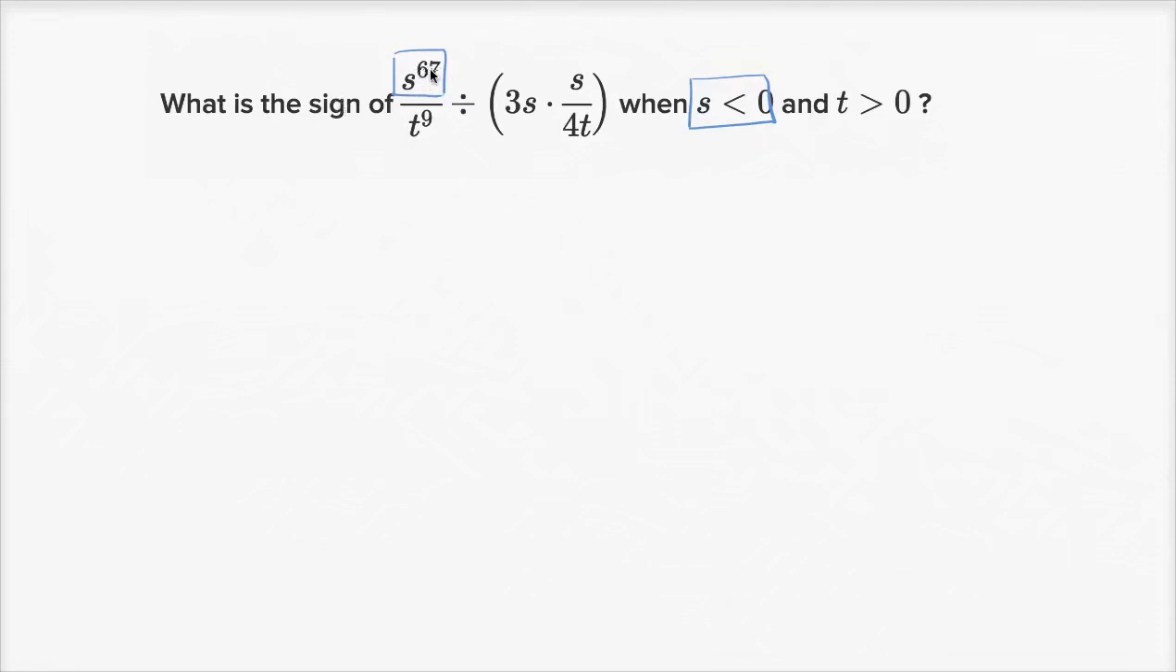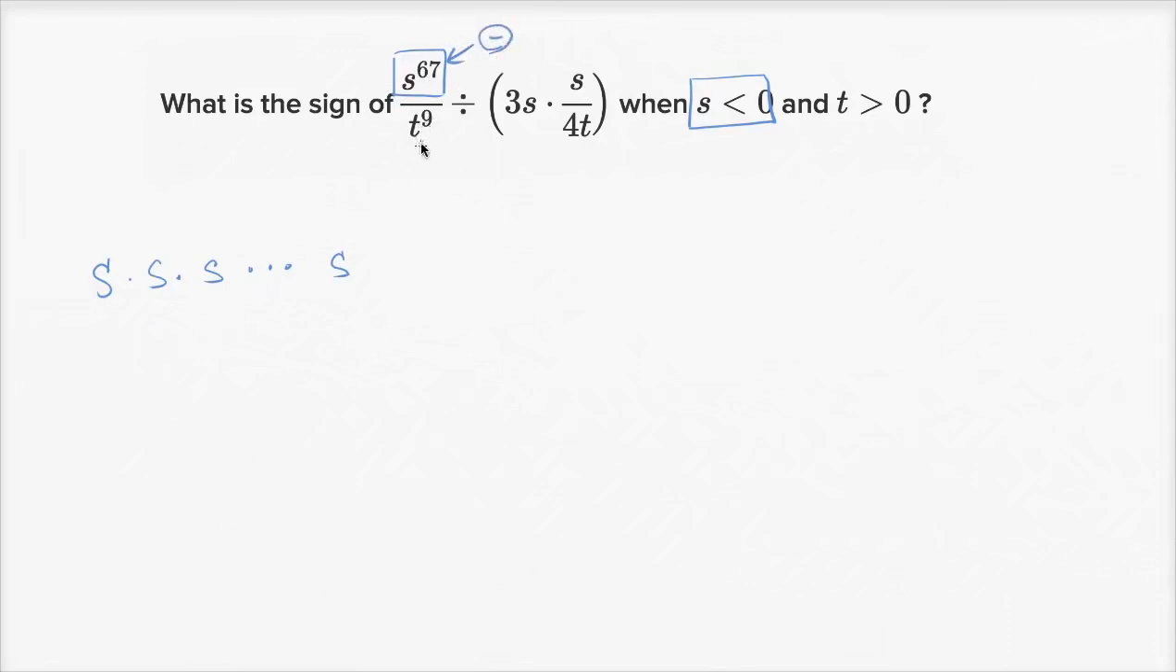And s to the 67th power, that's 67 s's, so it's literally s times s times s. And you literally are going to have 67 of these s's, and you're multiplying them all together. So you have an odd number of s's, an odd number of negative numbers that you're multiplying together. So if you have an odd number of negative numbers multiplied together, well, that means that the product is going to be negative. So this thing right over here is going to be negative.